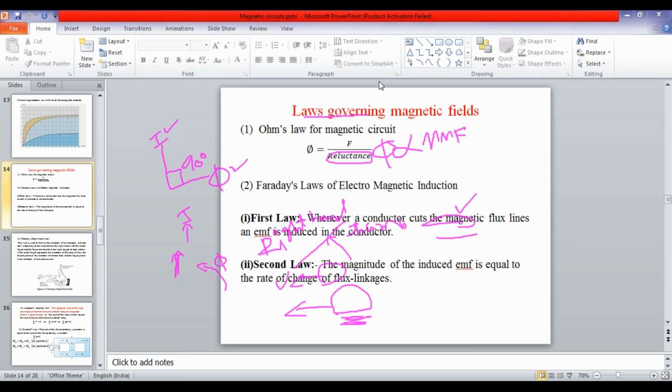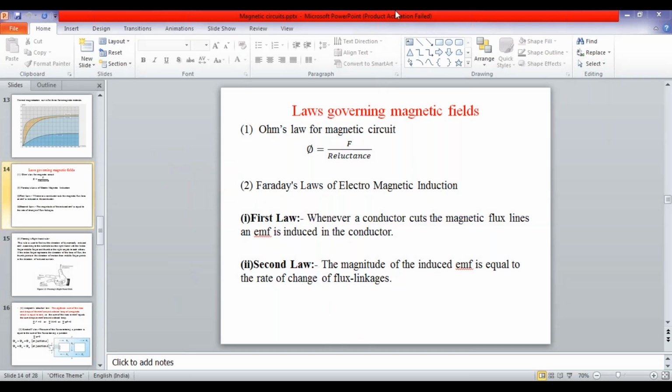Now Faraday's first law simply gives how an EMF is going to be induced. How is it going to be induced? Whenever a conductor cuts the magnetic fluxes, then an EMF is going to be induced in that conductor. Now Faraday's second law gives the magnitude of induced EMF. The magnitude of induced EMF is that E is directly proportional to the time rate of change of flux linkages, d phi by dt.